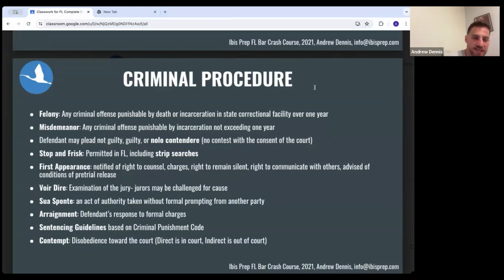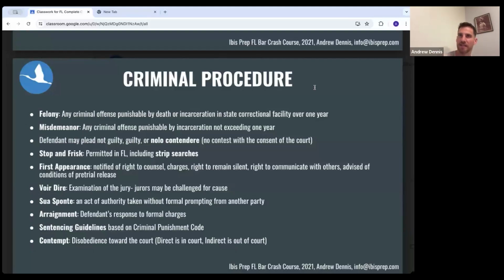Then there's the process of first appearance, where you're notified of the right to counsel, the charges, your right to remain silent, right to communicate with others, and you're advised of conditions of pretrial release. If you've been arrested without probable cause, then you could be entitled to a non-adversarial probable cause determination hearing, or if it's a felony and you've been in custody for up to 21 days, then you would be entitled to an adversarial probable cause determination hearing.